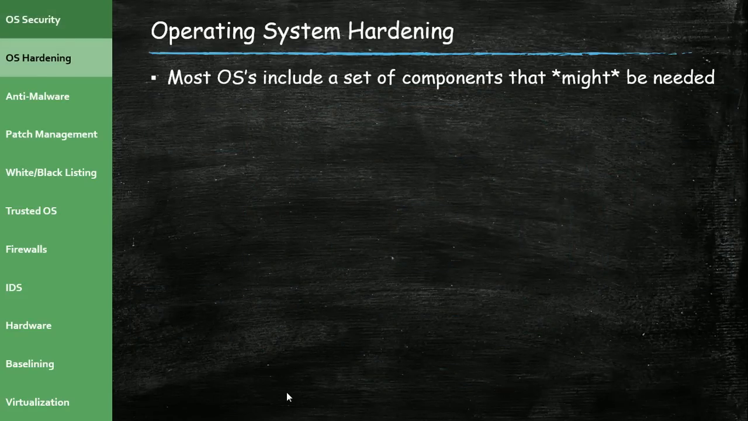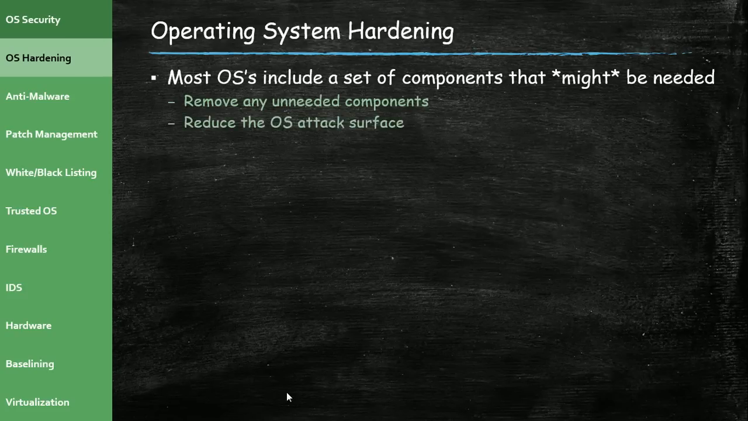When we talk about OS hardening, most operating systems include components that might be needed. So the problem is, if you're developing an operating system, there's no way for you to know exactly what components users are going to need. So you create a generic operating system that has all these tools and utilities and services baked into it. Well, we don't want a lot of that stuff on our systems, especially things that we don't need. We've talked about this term hardening before, and we already know that in order to harden a system, what we're doing is removing unneeded components. So it's going to reduce the attack surface of the operating system itself.